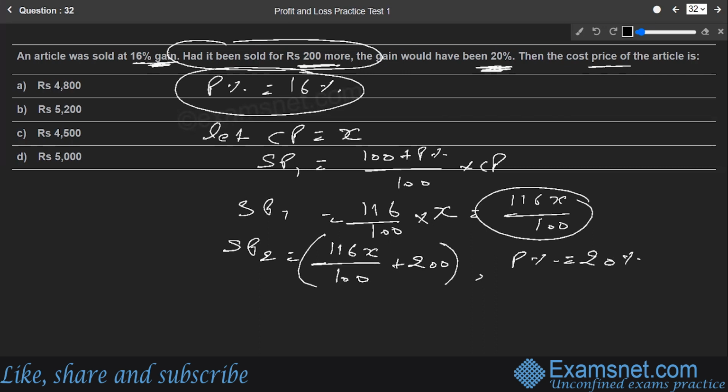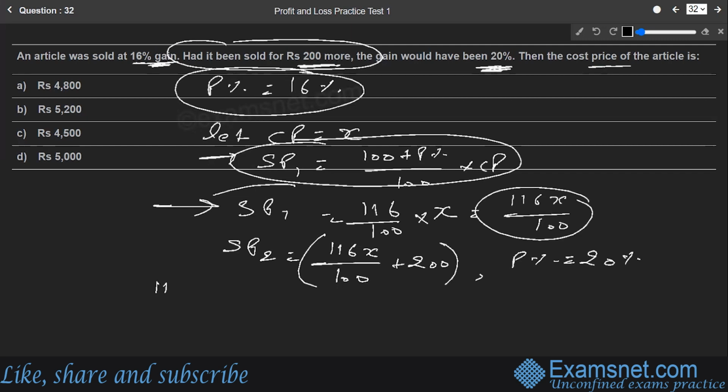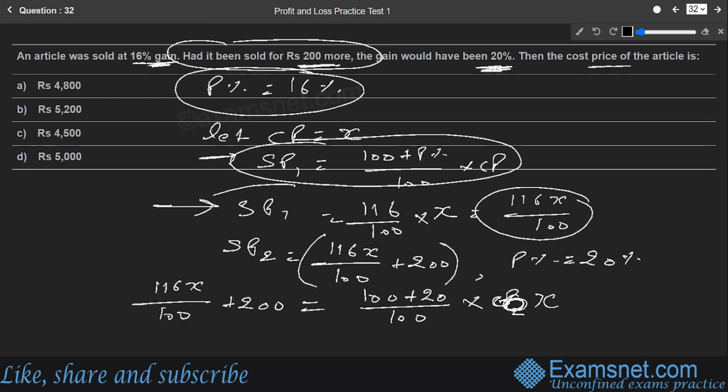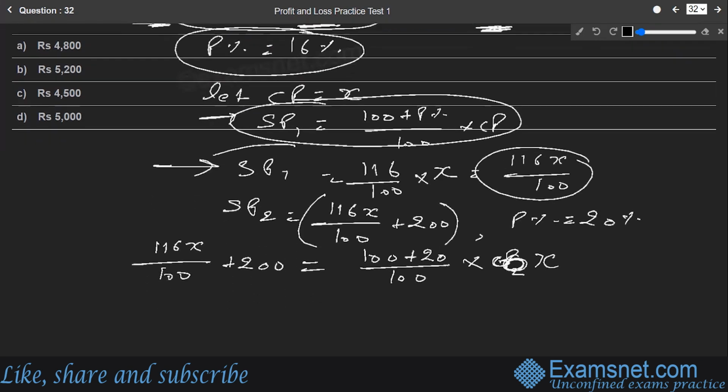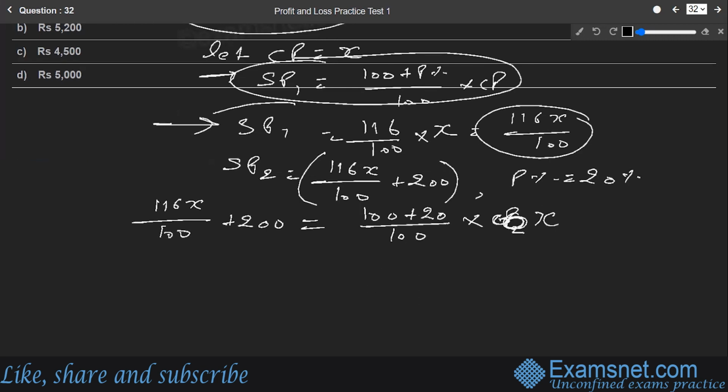Whenever a selling price is given, we can find the cost price using the same selling price and cost price formula. So let us put the values. Selling price we already know: 116x upon 100 plus 200. That is equal to 100 plus profit percent, and the new profit percent is now 20, so it is 100 plus 20 over 100 into the cost price we have to find. Since cost price is the same, instead of CP2 we can just take it as x, because cost price always remains the same even if the scheme is changed. So this is what we are supposed to solve.